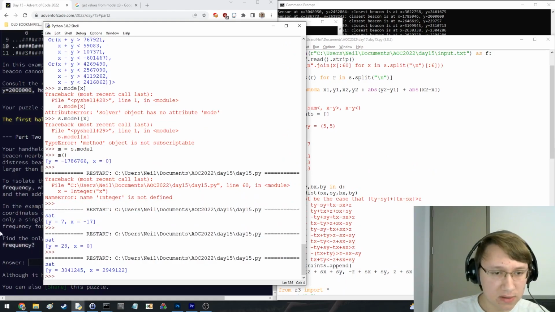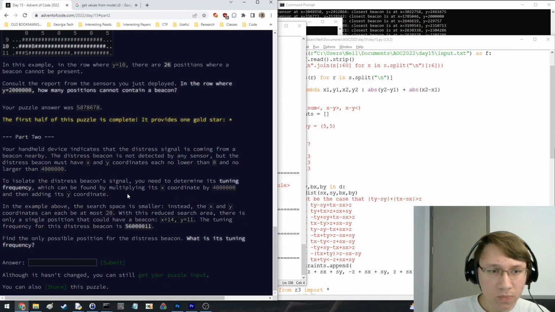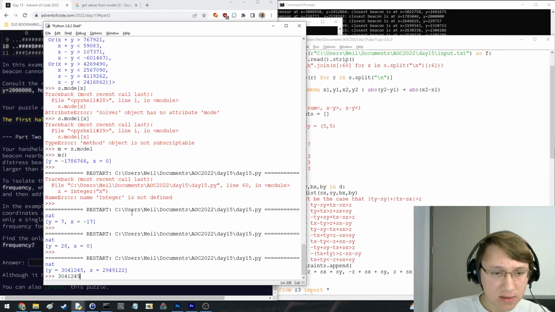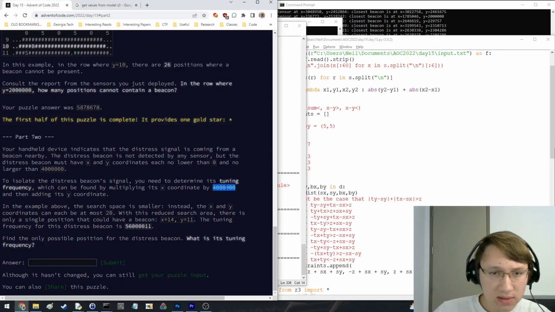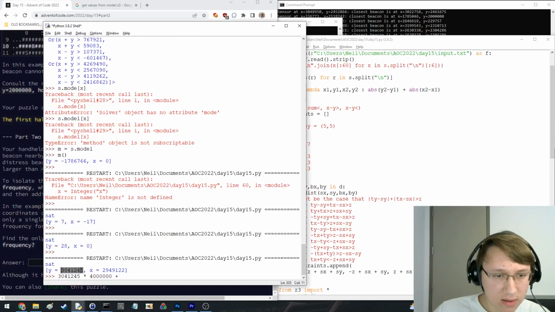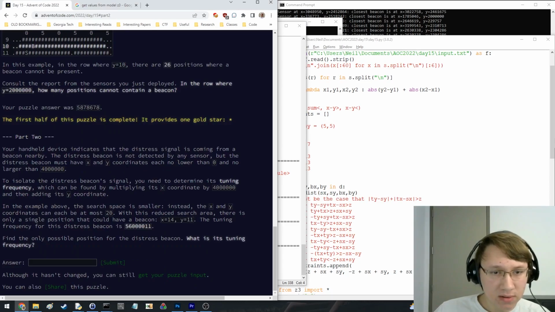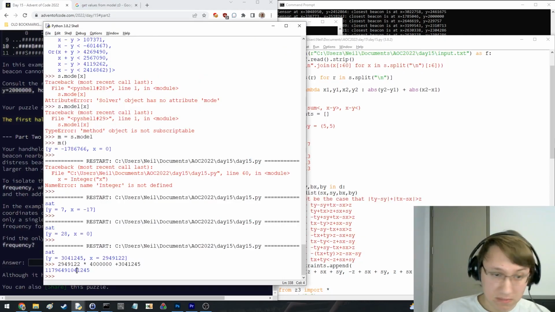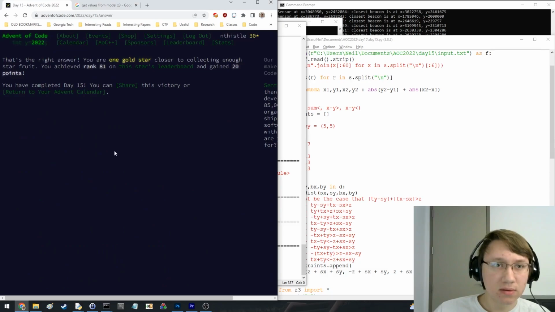Okay, these are numbers. What do we want to do? Multiplying x by this and adding its y. I got the wrong x. There we go. That's a number. I guess we submit this. Rank 81.